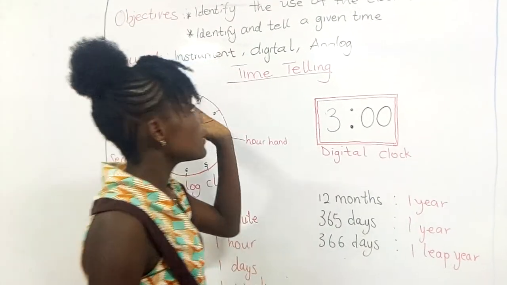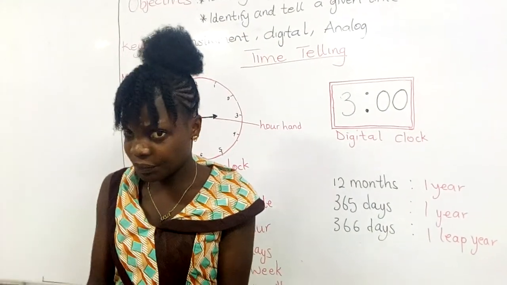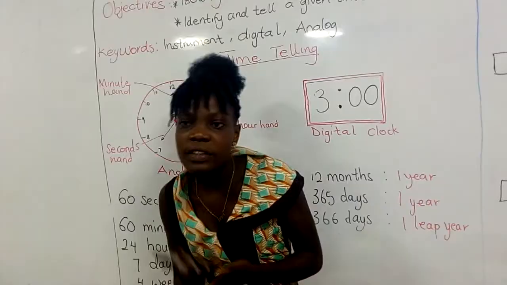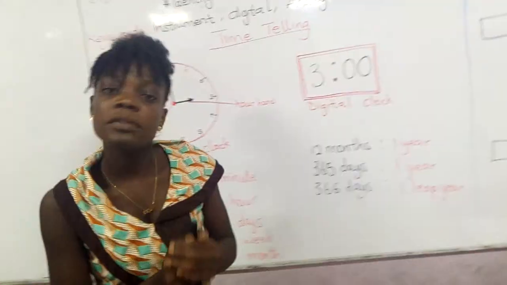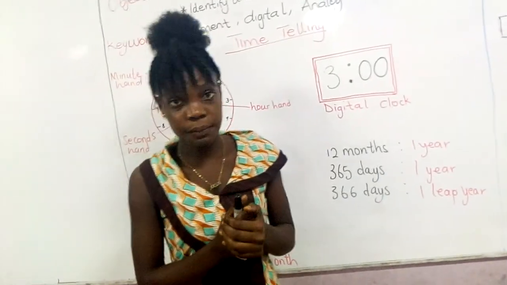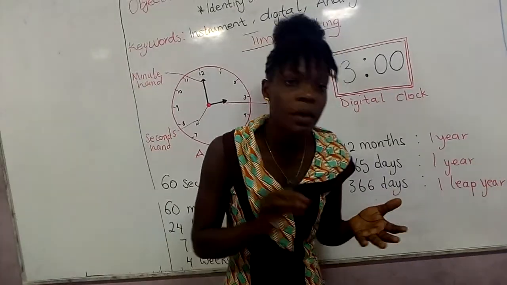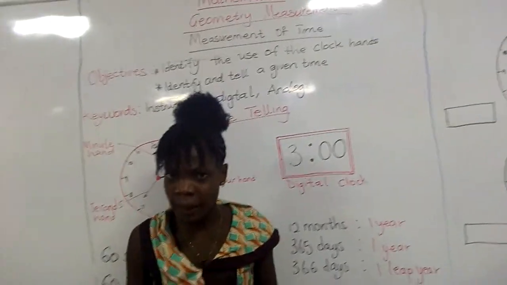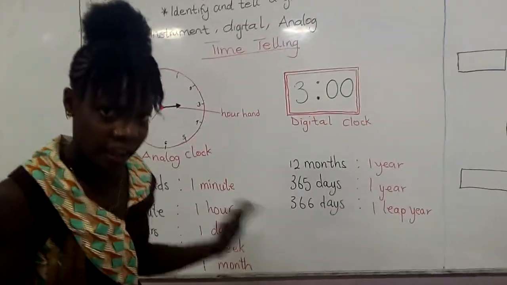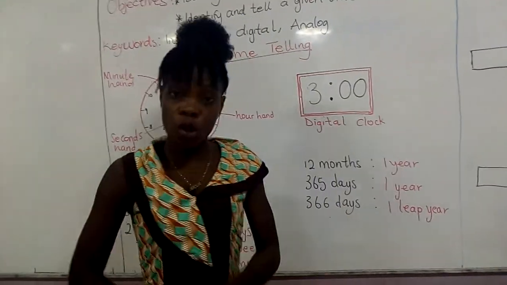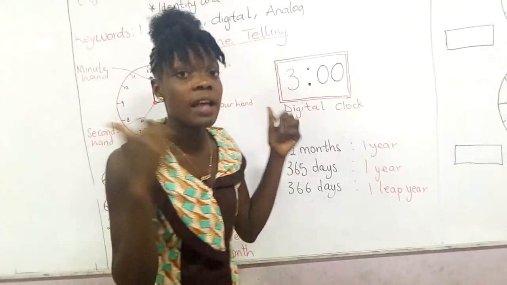Now, time. What time did you wake up in the morning? What time did you eat your breakfast? What time did you go to bed? Out of these sentences that I made, all of them have time. Now, what is the instrument that we use to measure time? We use a watch to measure time. We use a clock too, a tool to measure time.